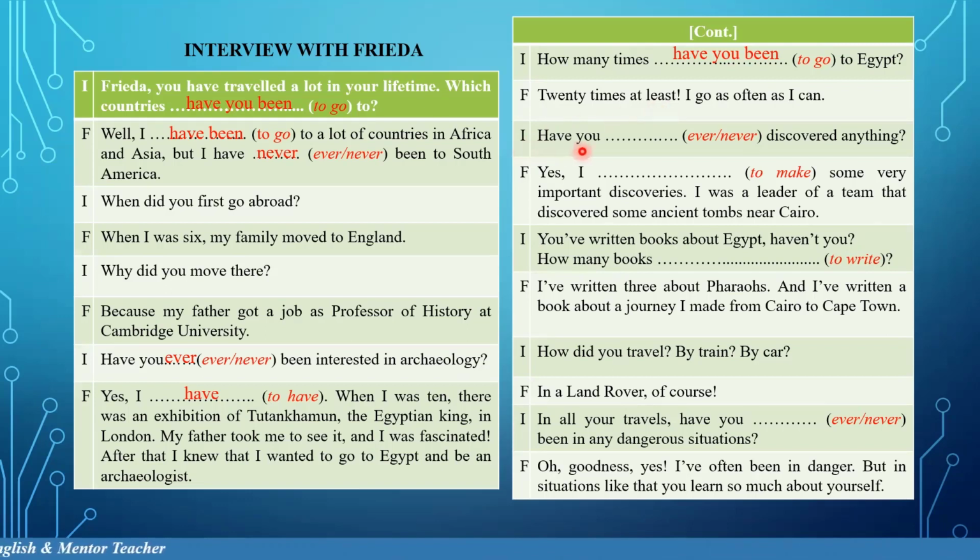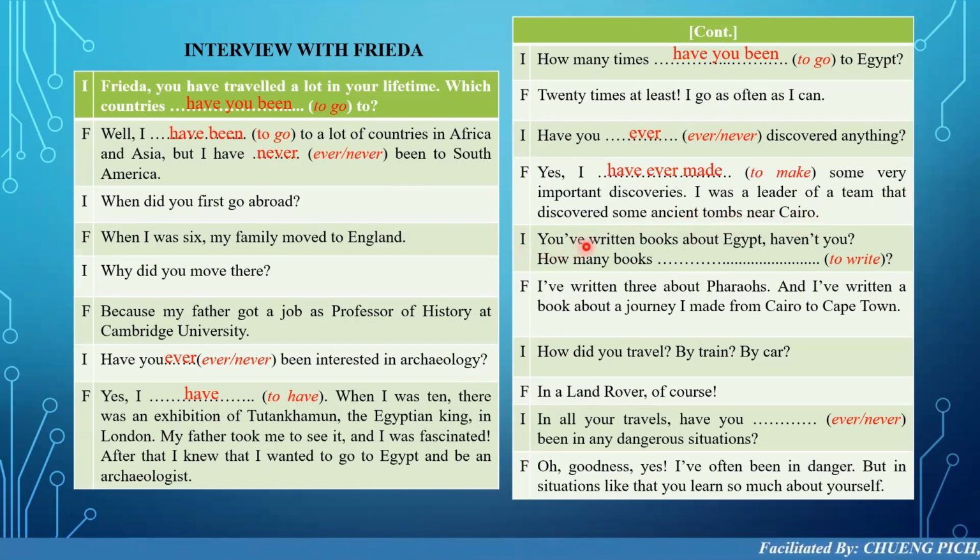Interviewer: Have you ever or never discovered anything? We use "ever" in the question. Have you ever discovered anything? We have the verb "to make some very important discovery". So the answer is, I have made some very important discoveries. I was the leader of a team that discovered some ancient tombs near Cairo.